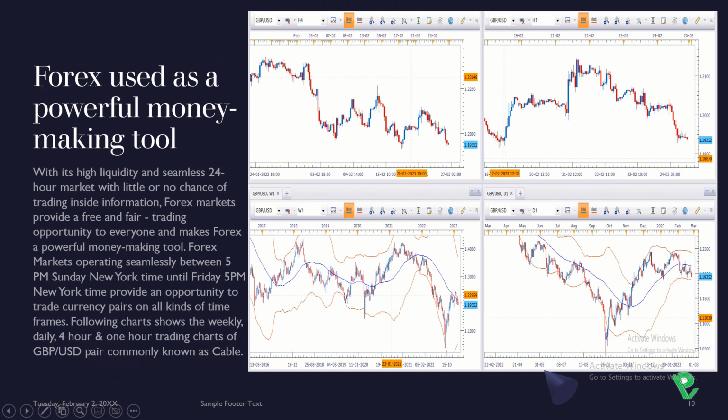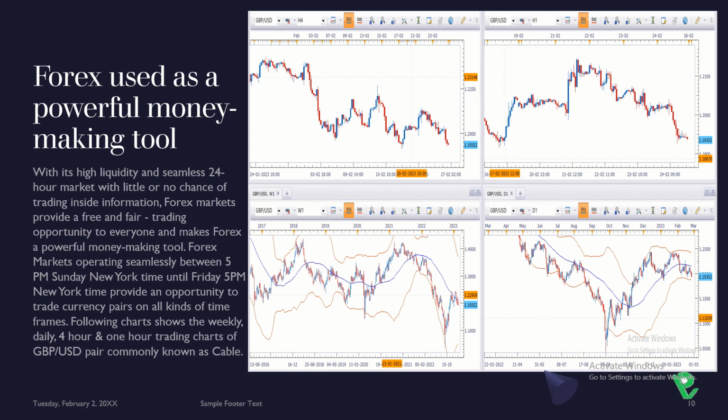Since there is a continuous movement of the price of one currency against the other as a result of varying market expectations, forex can be used as a powerful money-making tool. With its high liquidity and seamless 24-hour market with little or no chance of trading inside information, forex markets provide a free and fair trading opportunity to everyone and make forex a powerful money-making tool.